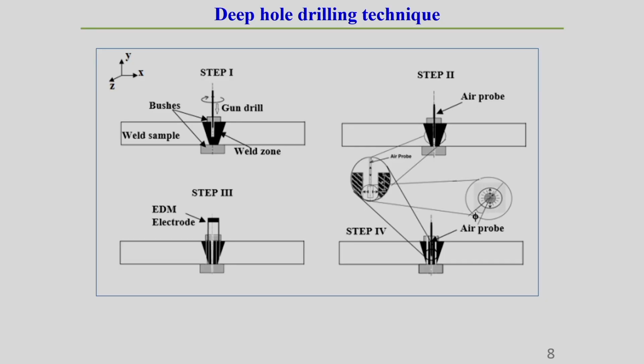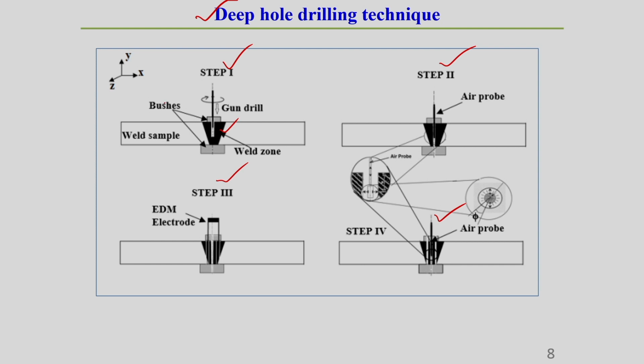Now I am going to show you another stress relaxation residual stress measurement technique. This is called the deep hole drilling technique. In this deep hole drilling technique, you see, there are generally 4 different steps we follow. This is step 1, step 2, step 3 and step 4. In step 1, the black color represents the welding region. So first of all we have to make the sample like this.